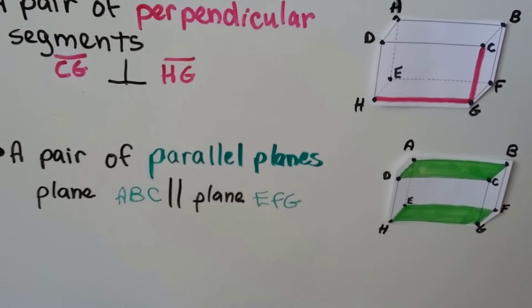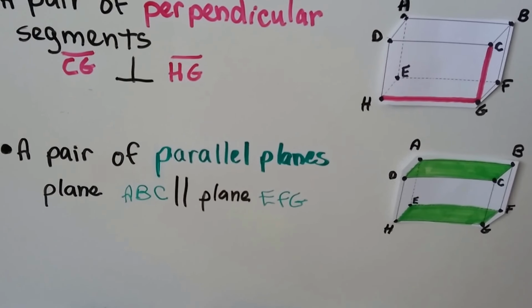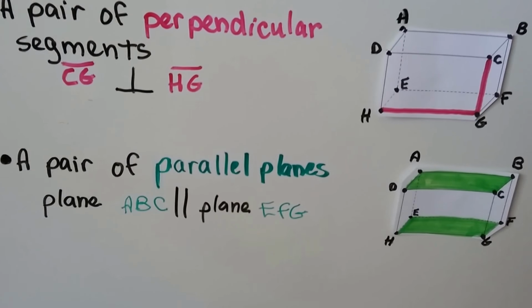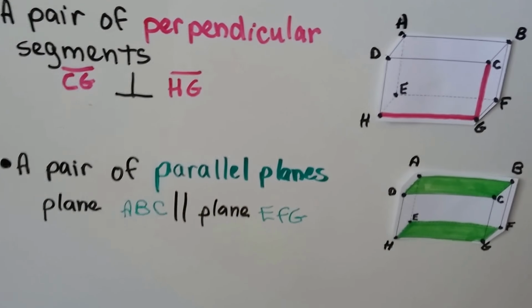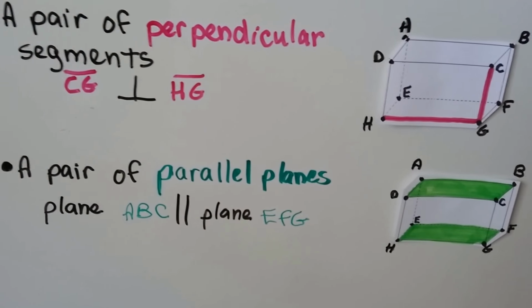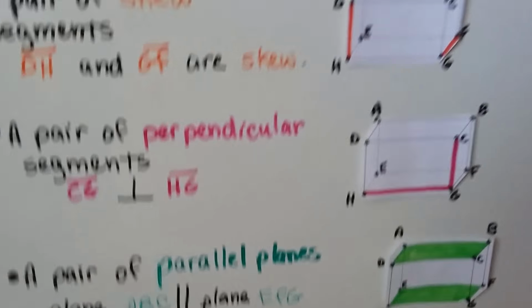And here we have a pair of parallel planes. Plane ABC is parallel to plane EFG. We could have even done the side ones, couldn't we? The side ones are parallel planes.